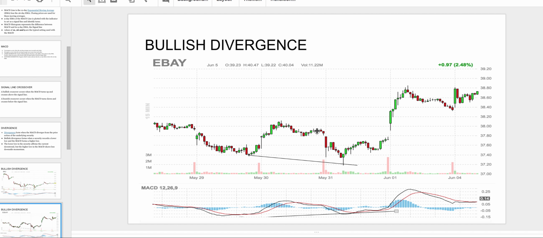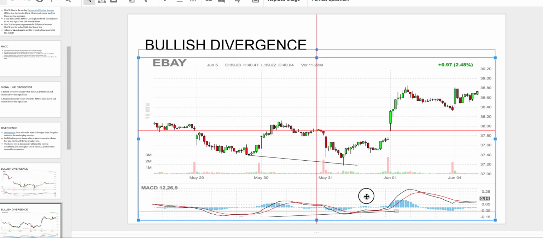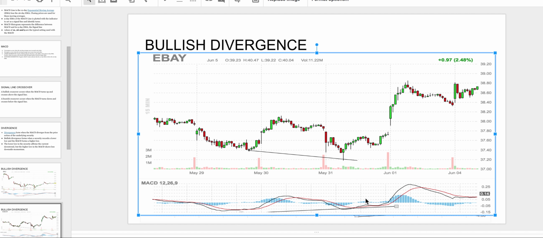Same thing with eBay. When you have price divergence, which is price going lower, but you see this MACD actually going higher, in this situation you really want to start to take long positions. Once again, if this is actually $37 somewhere near support.